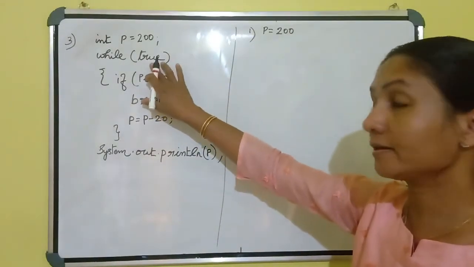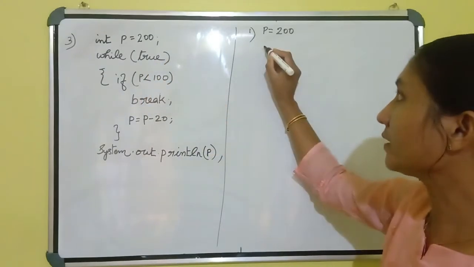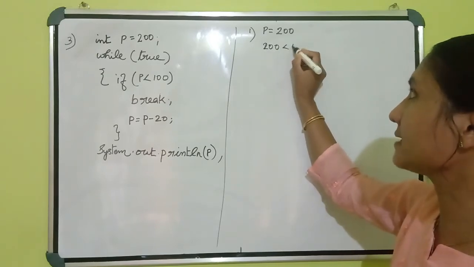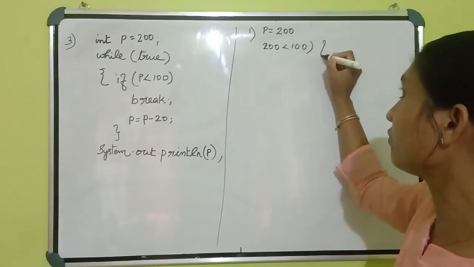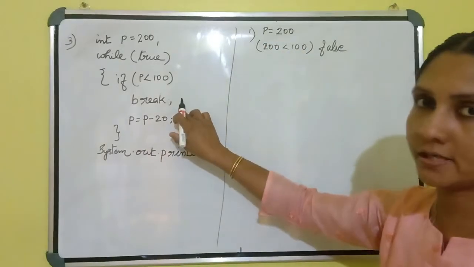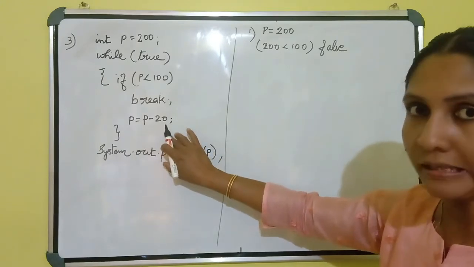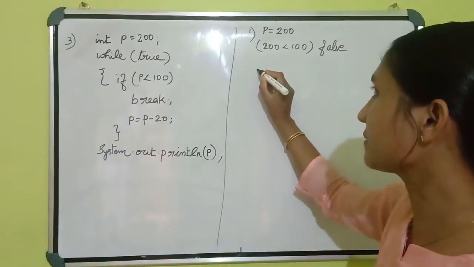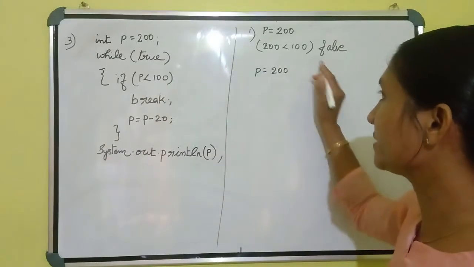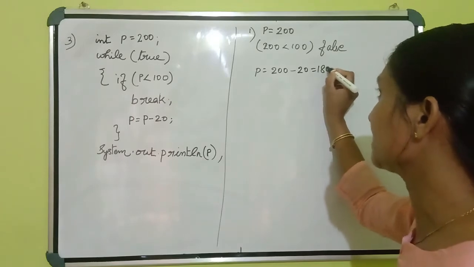First we check the condition: the while loop is true, so it goes inside. If p is less than 100: now the value of p is 200, and 200 less than 100 is a false condition. So it will not break the program. It will take the next statement, p = p - 20. So 200 minus 20, you will get 180.